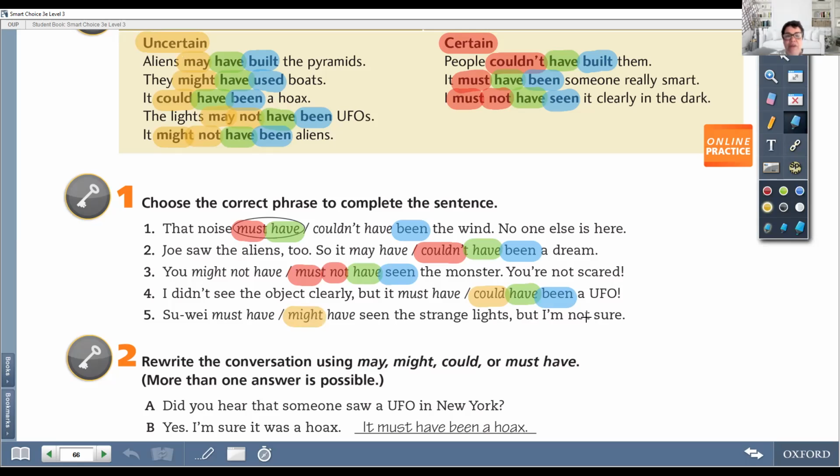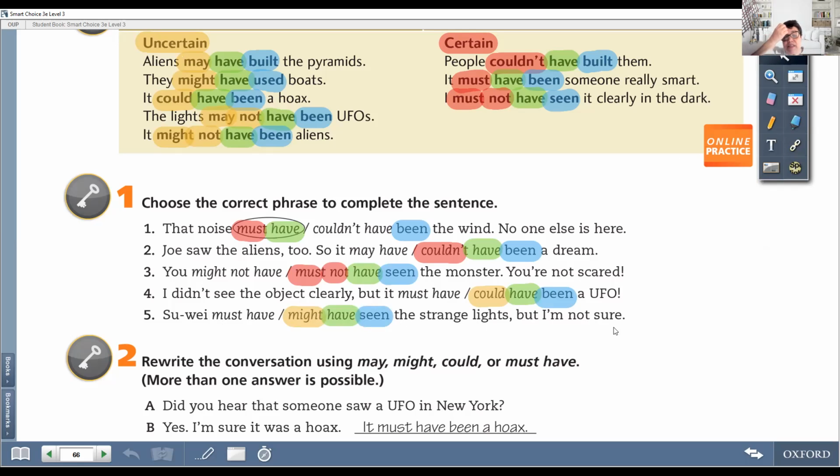I'm not sure. So might, then the auxiliary verb have, and then finally past participle because I'm saying that I'm not sure it really happened. I'm not sure Sue actually saw the strange lights. So Sue might have seen the strange lights, but I'm not sure.